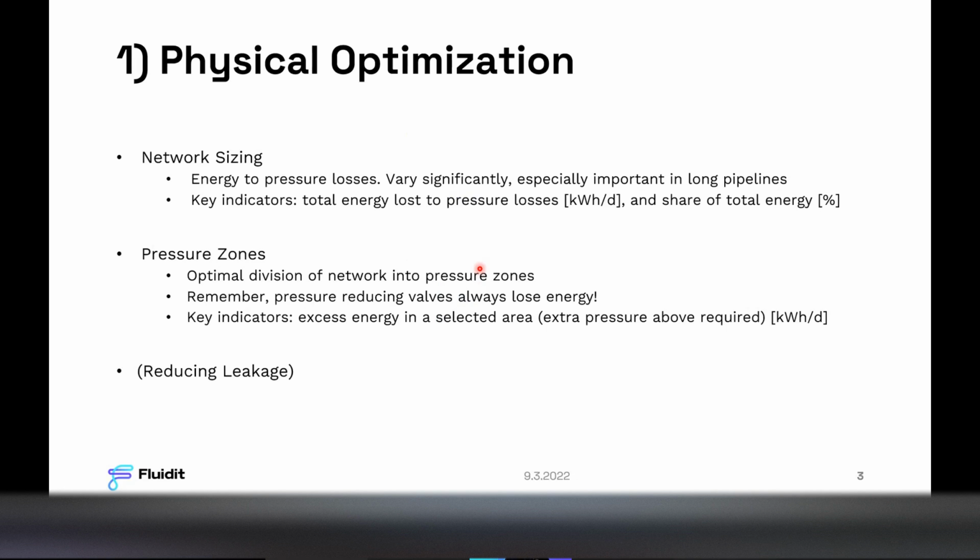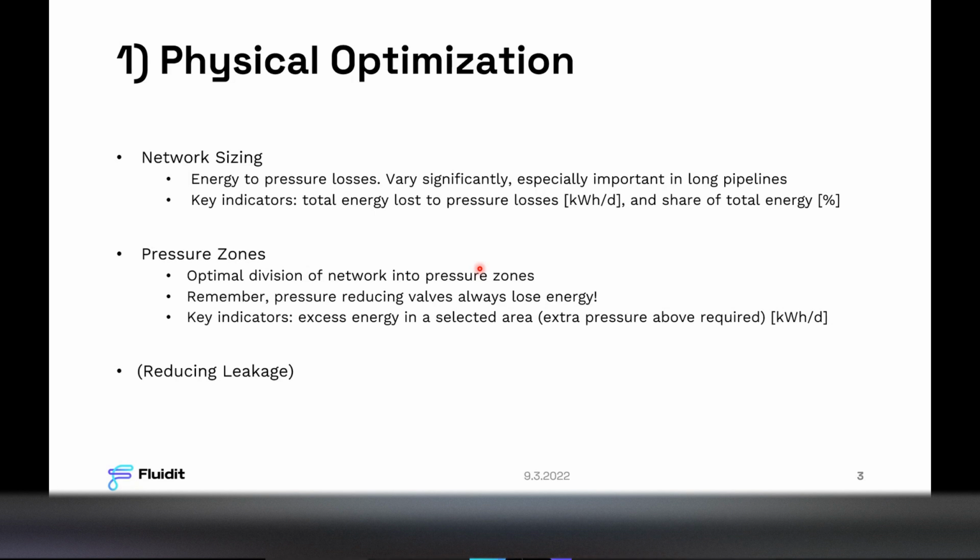So first, about physical optimization. First of all, network sizing. I'm going to talk about and look at it here only from the energy perspective. This is, of course, a broad topic and involves a lot of other things. But from the energy perspective, it's mostly energy due to pressure losses. So how much energy do we lose to the friction losses in the network?